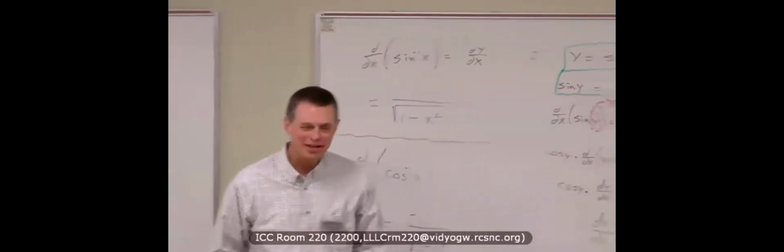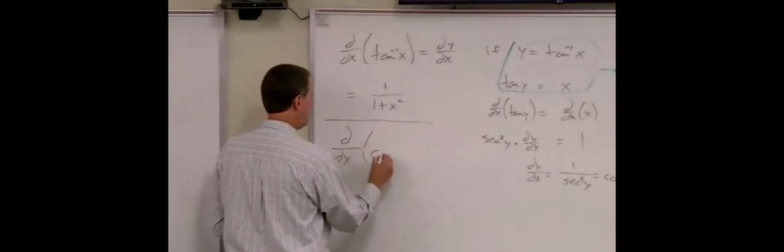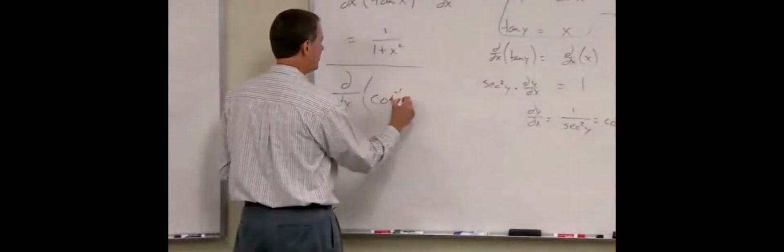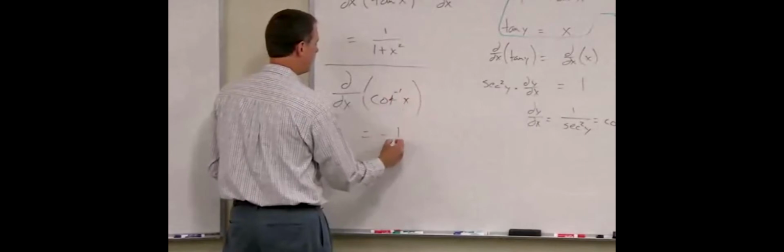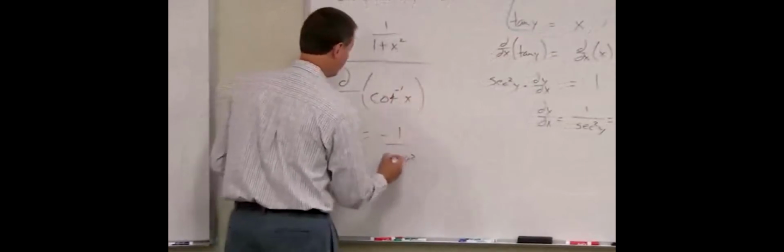What is it, negative 1 over 1 plus x squared? Yes, it's negative 1 over 1 plus x squared. That's a good guess. Okay, good. So the derivative of inverse cotangent is negative 1 over 1 plus x squared.